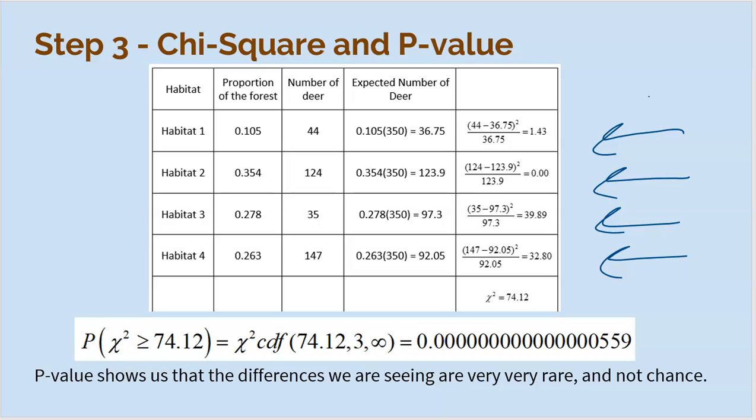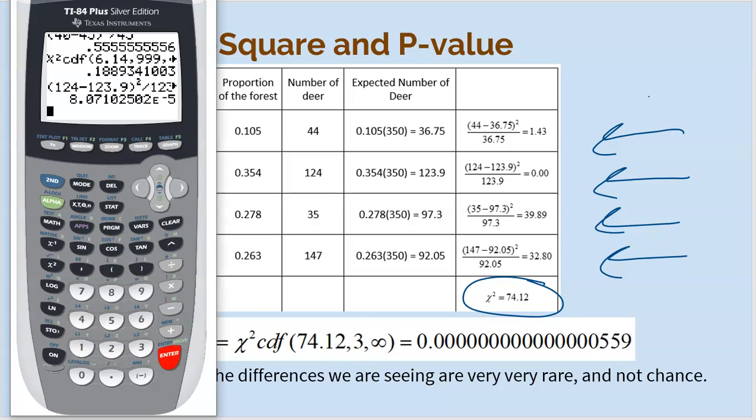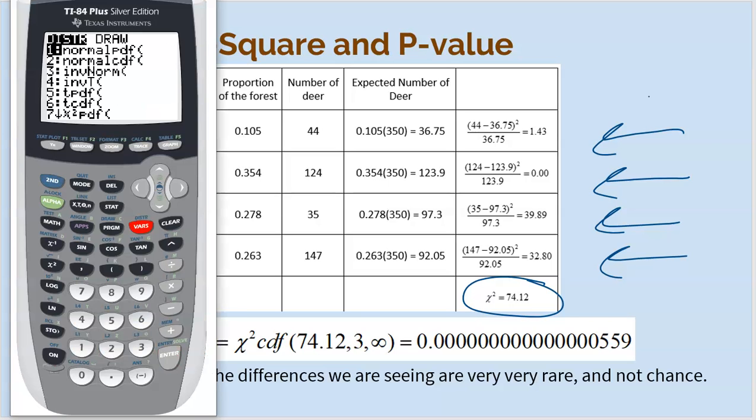So let's finish up here. I'm going to add all of those chi-squared components together, and that's where I get the total chi-squared, 74.12. Then I'm going to go to chi-squared CDF on my calculator. It takes a little bit of time to scroll through on that list. Oh, sorry, I went way past it. Number 8 there. If you remember what number it is, you can just hit the number a little bit faster.